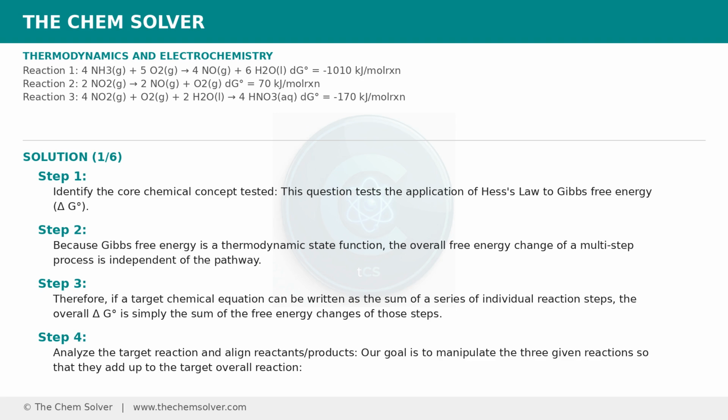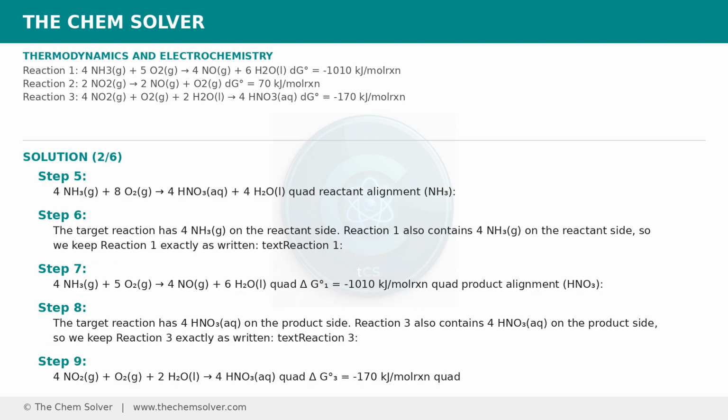Analyze the target reaction and align reactants/products. Our goal is to manipulate the three given reactions so that they add up to the target overall reaction: 4NH3 + 8O2 gives 4HNO3 + 4H2O. Reactant alignment.